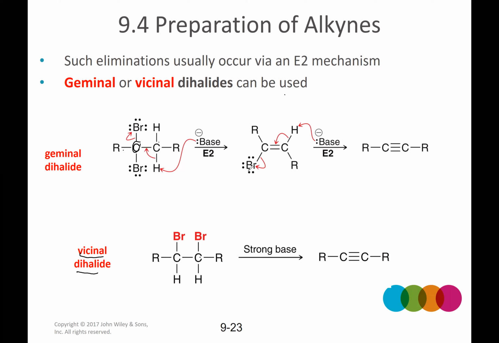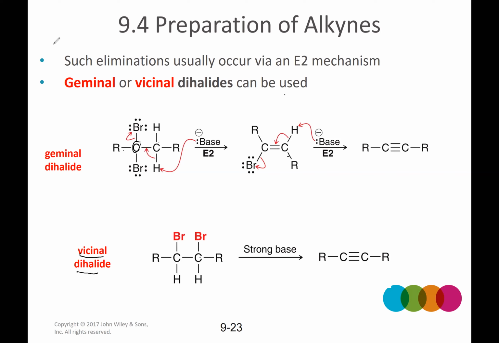You still have one of the two bromines remaining. And then the strong base can do a second E2 reaction, right? So the base takes off the other beta hydrogen. The electrons go in here to form a triple bond, and the leaving group's kicked off. So it's two consecutive E2 reactions. That's how it works. And you can do the same thing with a vicinal dihalide and strong base.